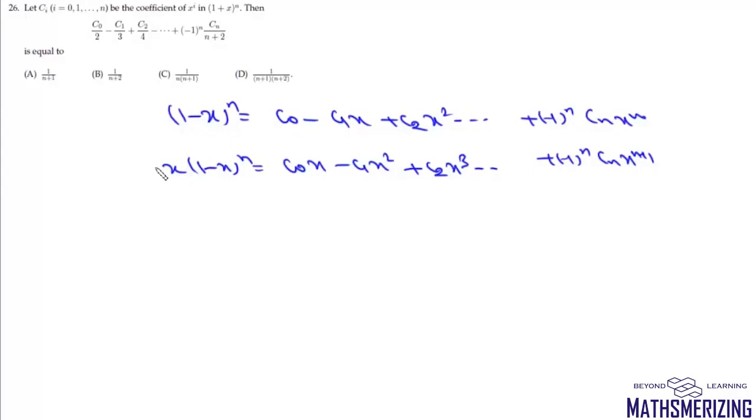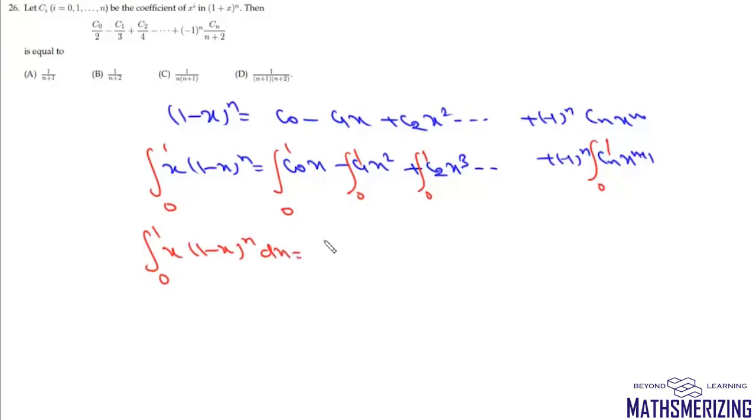Now we'll integrate this expression from 0 to 1. So here it will be this integral from 0 to 1, x(1 minus x)^n dx, and here it will be C0 x²/2, and if we put x as 1, it will be C0/2 minus C1/3 plus C2/4, and then minus 1 to the power n Cn/(n+2). So that means the sum of this series is equal to this integral I. So we need to solve this integral.